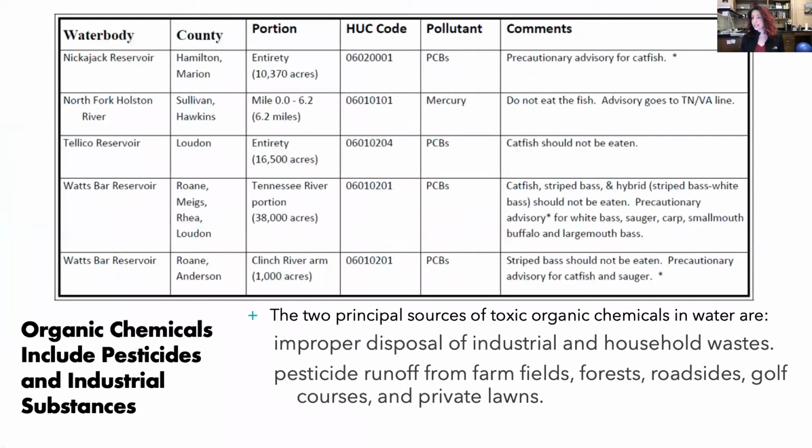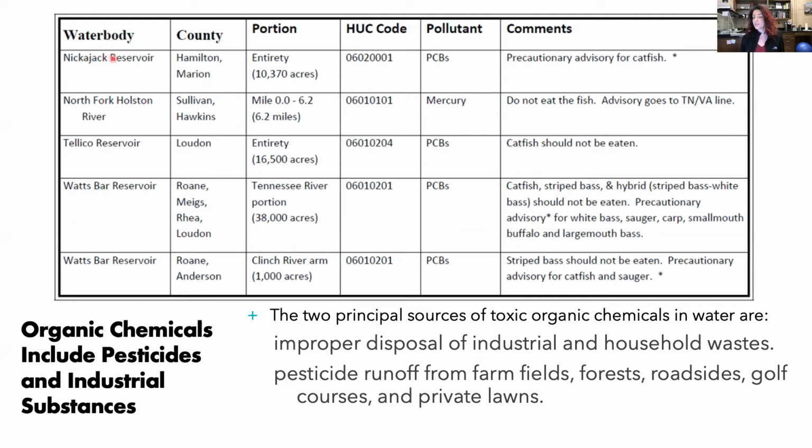Here we have a breakdown of the different types of pollutants that are found in water bodies in our area. And these include organic chemicals like pesticides, as well as industrial substances. The two principal sources of toxic organic chemicals in water are from improper disposal of industrial and household waste, and secondly, pesticide runoff from farm fields, forests, roadsides, golf courses, and private lawns. There are thousands of different natural and synthetic organic chemicals that are used in the chemical industry to make those pesticides and even plastics or pharmaceuticals. Many of those chemicals are highly toxic. That means even exposures at a very, very low dose can cause things like birth defects, genetic disorders, and cancers. And unfortunately, as we've mentioned before, some of these are persistent for a long time in the environment. And so some are worse than others.